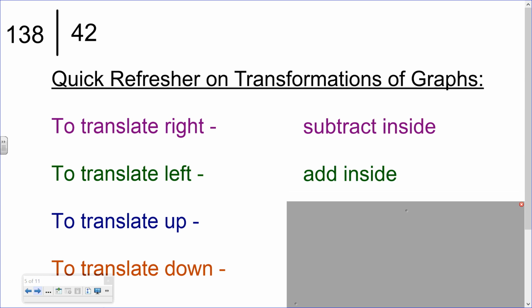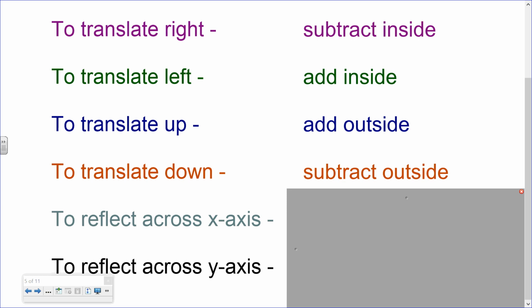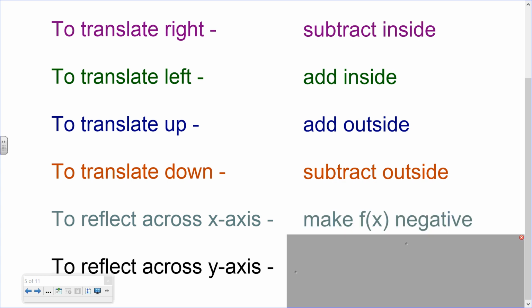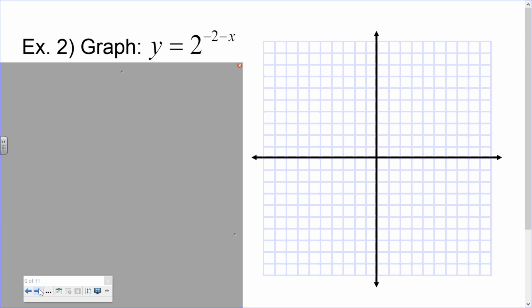What if I want to go up? Add outside. Down is subtract outside. If I reflect across the x-axis, I change y to minus y, or f of x to minus f of x. And if I reflect across the y-axis, I change x to minus x. So we're going to keep those in mind as we do things like this with weird exponents. So I'm going to teach you a trick on that. It's not exactly what the book does.